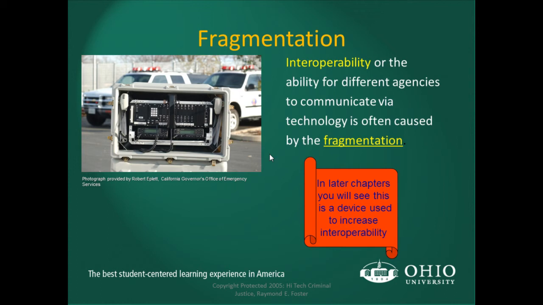If you cannot interoperate, or you cannot communicate readily, whether it's information or radio traffic, whatever it might be, that gives you problems with adjoining jurisdictions. That's where you have your interoperability issue. So if I'm a small city police department and I can't communicate with our county sheriff directly, that's an example of an interoperability problem. So interoperability, or the ability for different agencies to communicate via technology, is often limited by fragmentation.